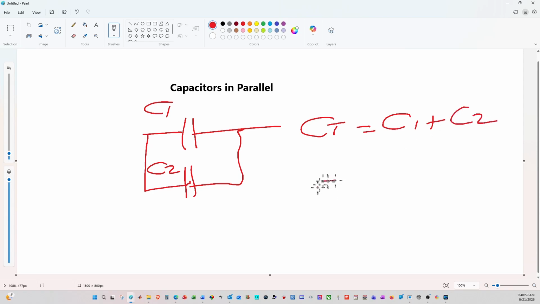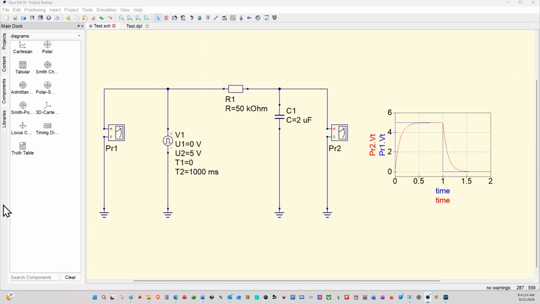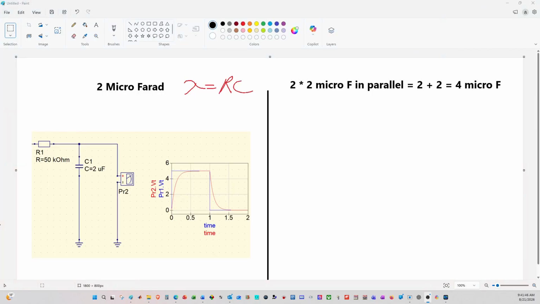In our case, we're going to have 2 microfarads plus 2 microfarads, and so for my simulator, I'm going to be putting in a 4 microfarad capacitor. I'm just going to start off with the image of the 2 microfarad as it would be on its own, and you can see the trend that has been generated when the capacitor charges and when it discharges. Now, let's copy that image. And that is the image on the left-hand side.